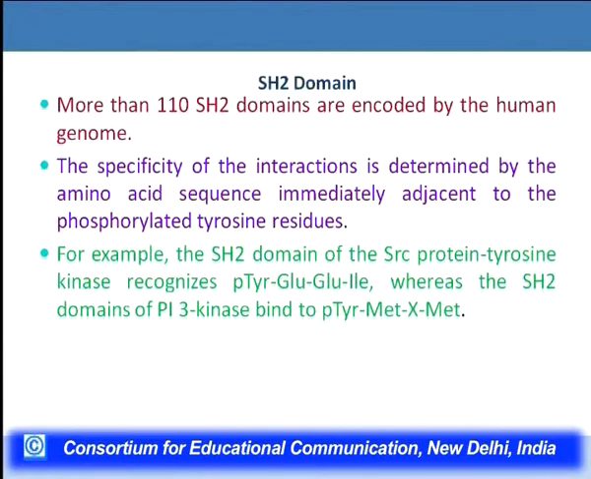So the SH2 domain of the SRC protein, for example, recognizes a tyrosine, glutamine, isoleucine stretch, whereas the SH2 domain of PI3 kinase binds to tyrosine, methionine, X, which can be any amino acid, and methionine. So we can see there are two different proteins. They both have SH2 domains, but they are going to bind to specific regions of the specific receptors because they will be recognizing a specific series of amino acids present adjacent to these phosphorylated tyrosine residues.